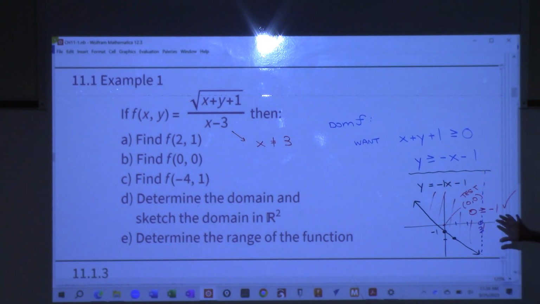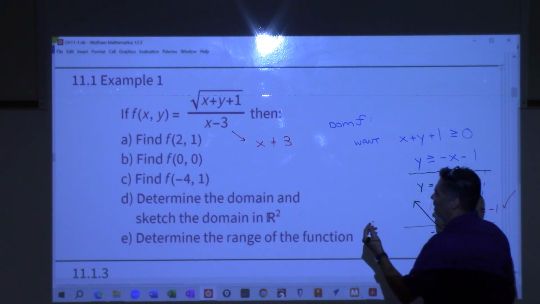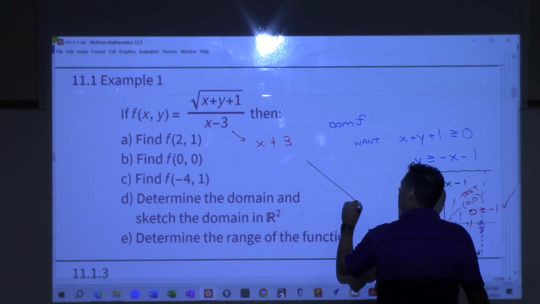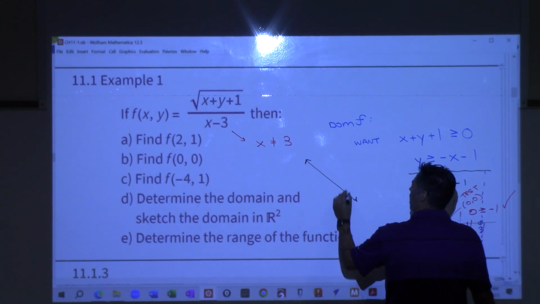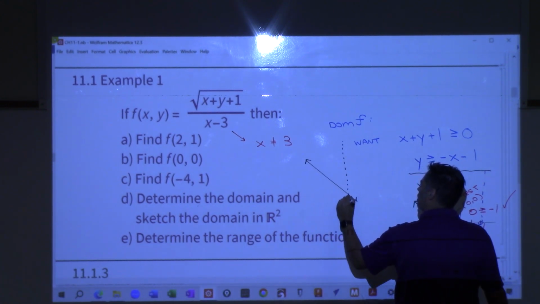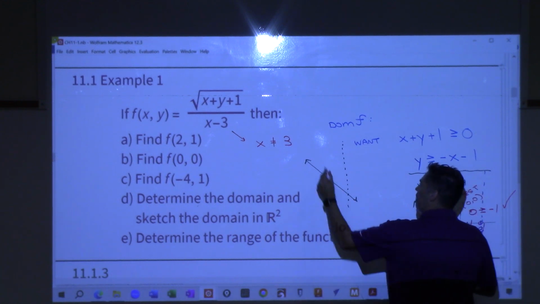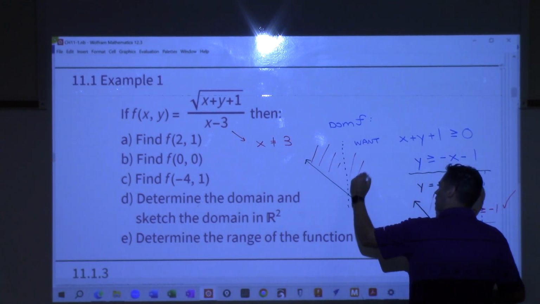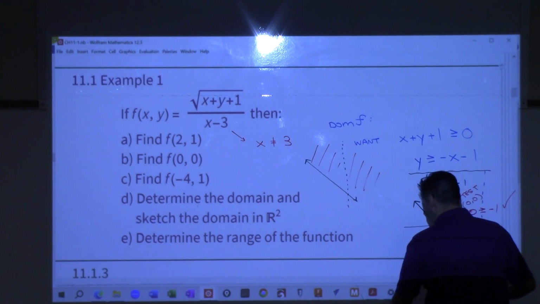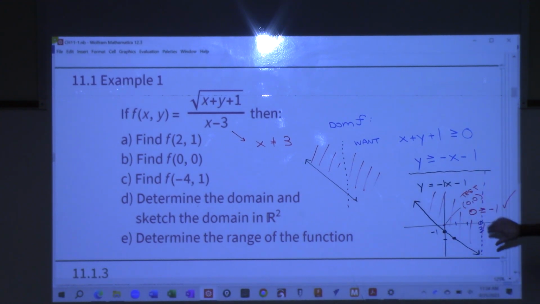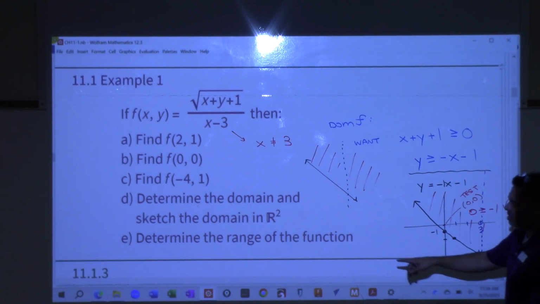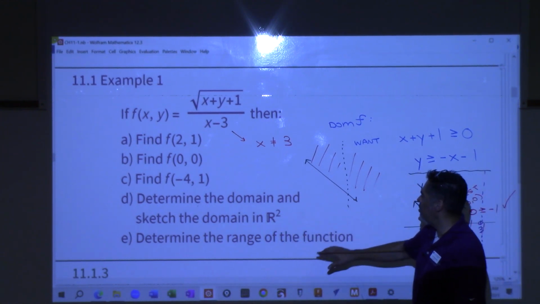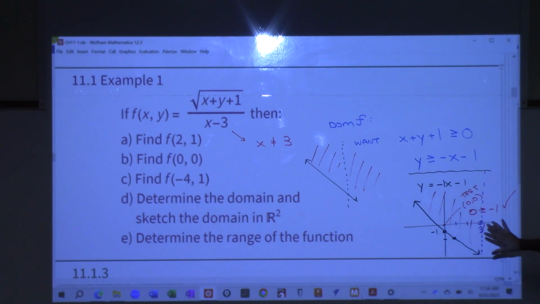So if I'm trying to graph this domain, here's what my final answer would probably look like. Here's my line, right? And then I have that dotted line here. And so it's pretty much everything in here and everything there, right? I just have a lot of stuff written here, so I'm just trying to get you to see that's what it looks like. So it wanted us to determine the domain and then sketch it in R2. Here's the sketch of the domain.